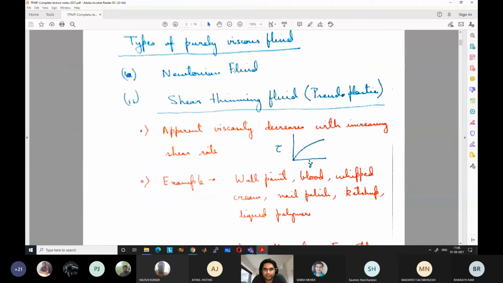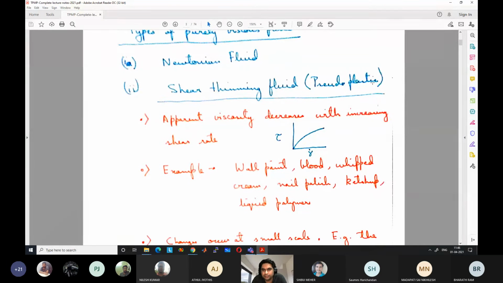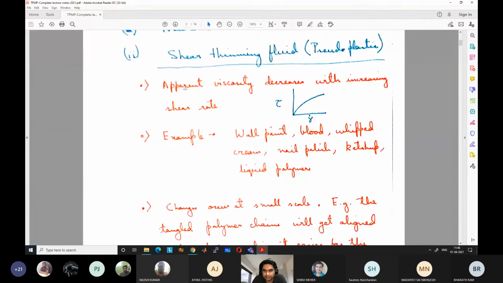As I have already discussed, apparent viscosity decreases with increasing shear rate. So the graph looks like this. If you keep on increasing the shear rate, the stress does not increase linearly.